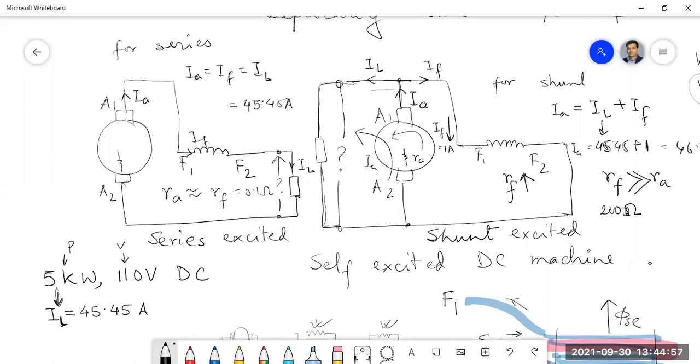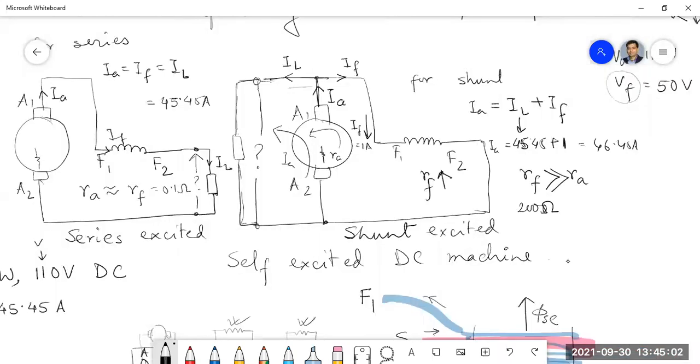So the cross-sectional area of shunt winding will be less, and that of series winding must be higher. Correct. So that means the cross-sectional area of the field winding will therefore be more in the series, and the number of turns will be more in the case of shunt. Yes. Sir, it must be low.